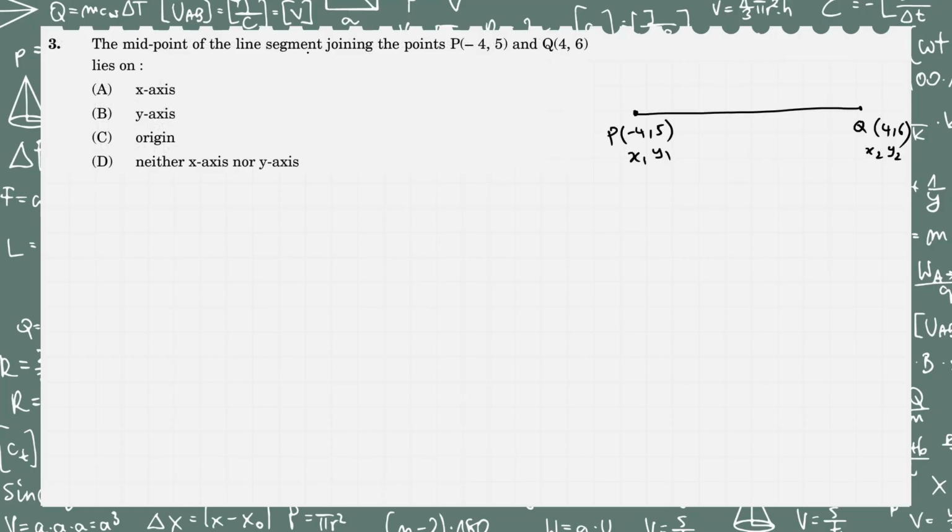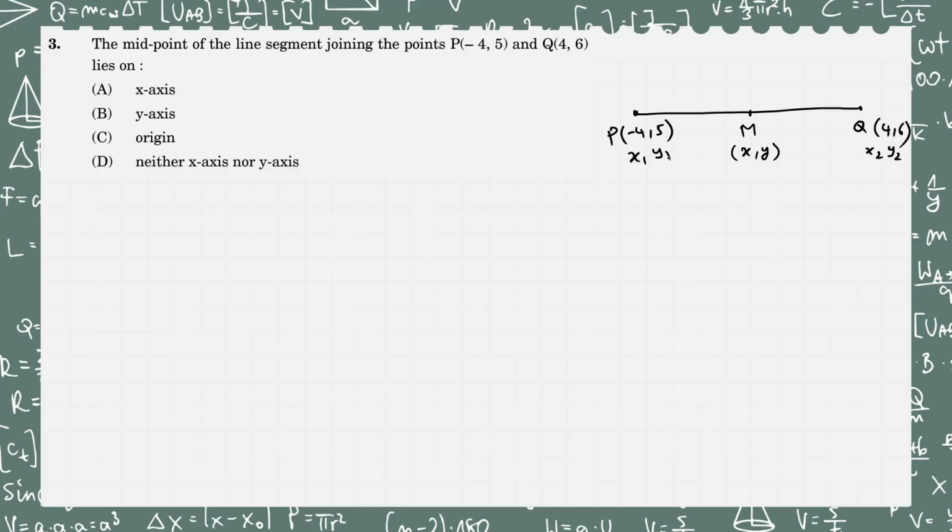The midpoint of the line segment joining the points P of minus 4, 5 and Q of 4, 6 lies on which option is true. We have to check now. First of all, let us plot the points and draw the line segment PQ. So P is minus 4, 5 and Q is 4, 6. So the midpoint, for example, if this is the midpoint, we call it M. We have to find the coordinates of M now.